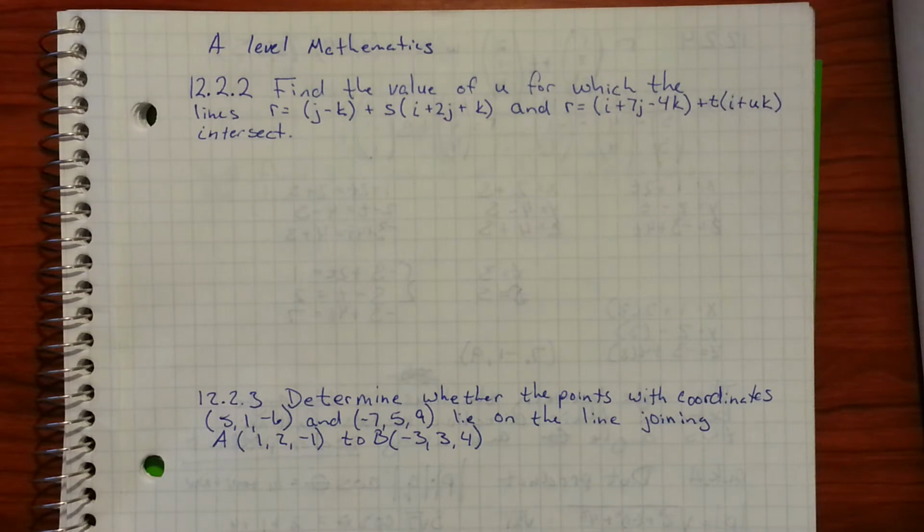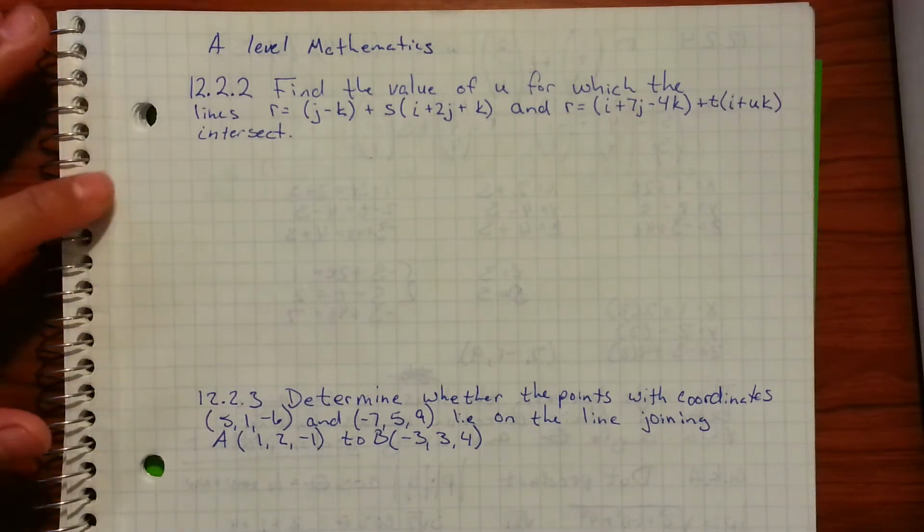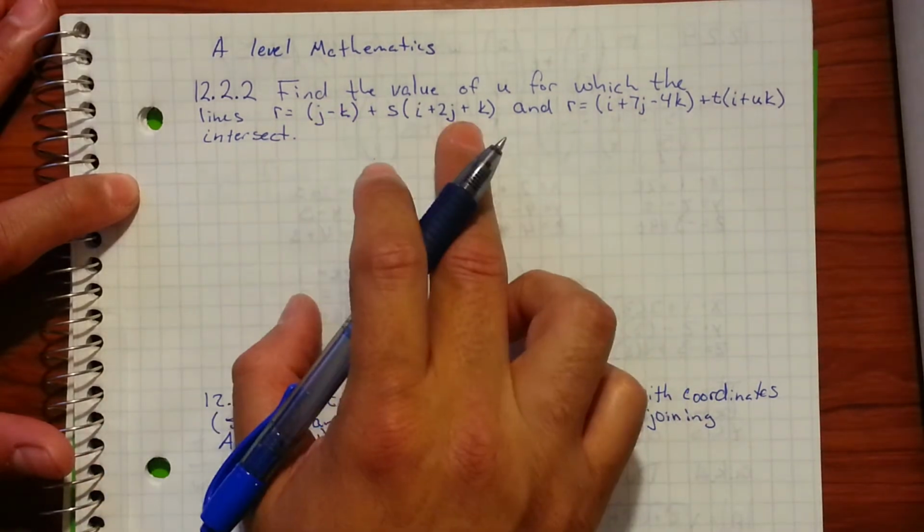(12.2.2) Find the value of u for which the lines r = j - k + s(i + 2j + k) and r = i + 7j - 4k + t(i + uk) intersect. So I'm going to find when these two things are equal to each other. I'm going to rewrite it in the standard notation, because the ijk doesn't work out very well for me, so I like writing it out.